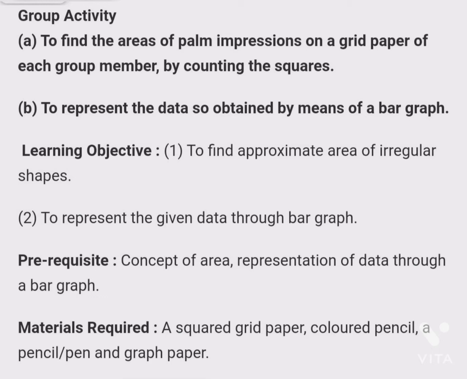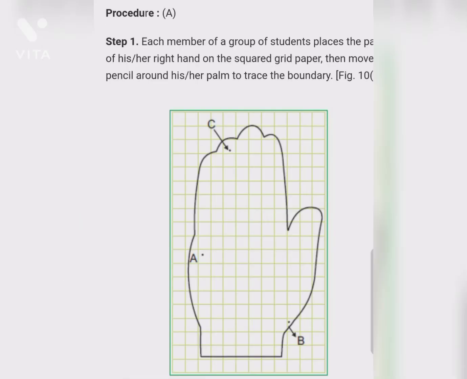Learning objectives, prerequisites and material required are mentioned. Each member of the group of students places the palm of his or her right hand on the square grid paper and moves a pencil around to trace the palm, and after that we can count the number of squares to find the area of your palm.